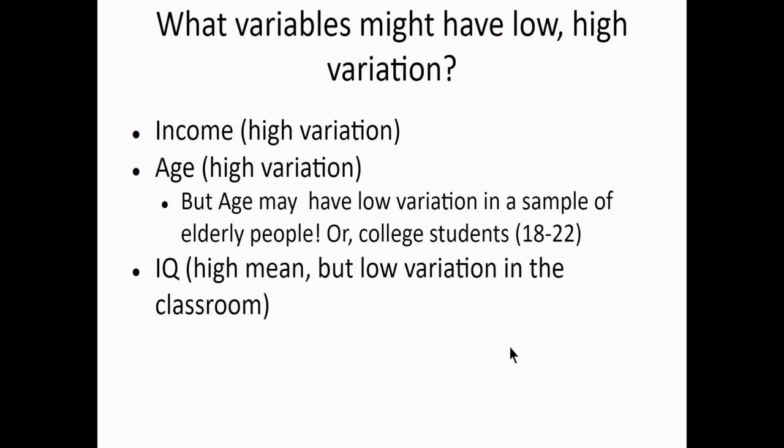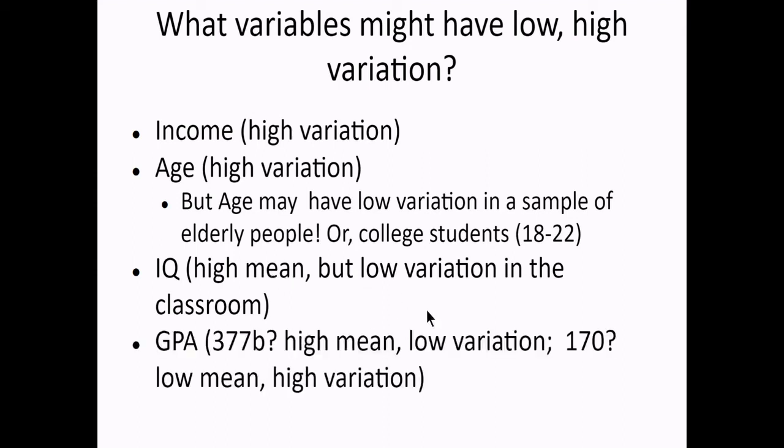IQ may actually have a high mean, and I say that deliberately, but low variation, especially if we're talking about a college classroom where people tend to be fairly equivalent in terms of their abilities and talents. I mean, you have to have a certain IQ to get into college and a certain ability to do things, right? So your IQs may be pretty high here in the classroom, but there's low variation, low differences between you. You may dispute me on that, okay?